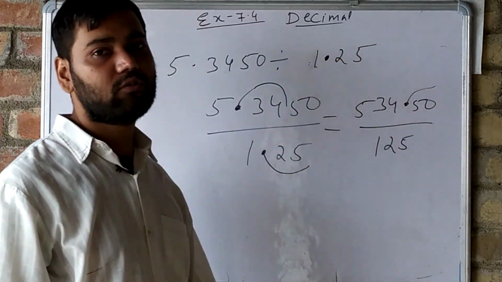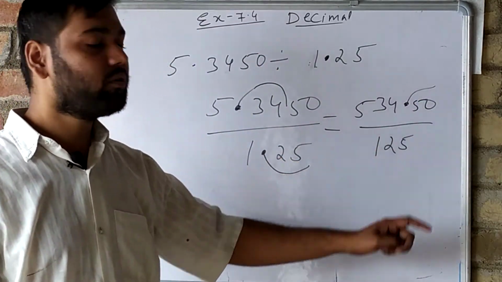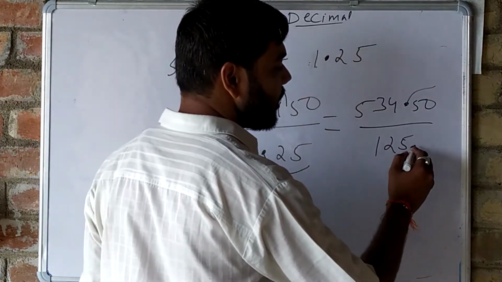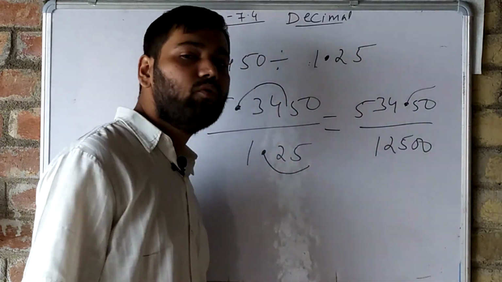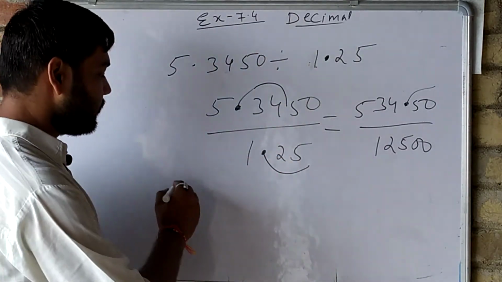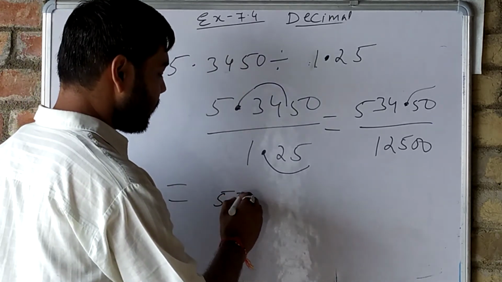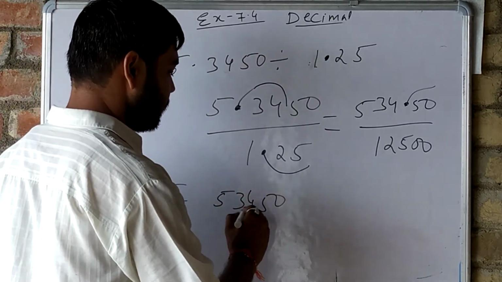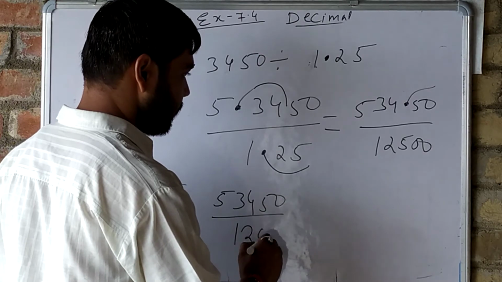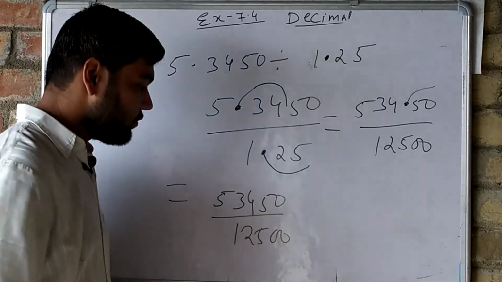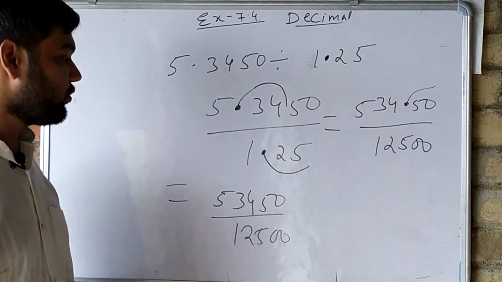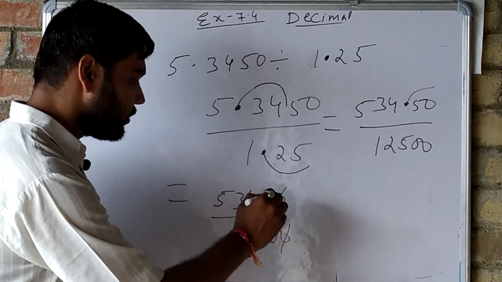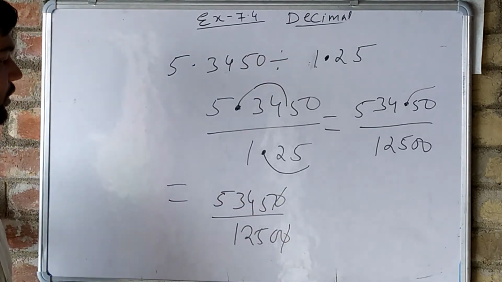Okay. So what happened? We have 2 decimal places, so we will remove the decimal, and because of the 2 decimal places, at the denominator we have to place 2 zeros. Now it is converted to 53450 upon 12500, and we are seeing that here also we have 0 at the denominator, so we can reduce it. We can cut 10 from numerator and denominator.